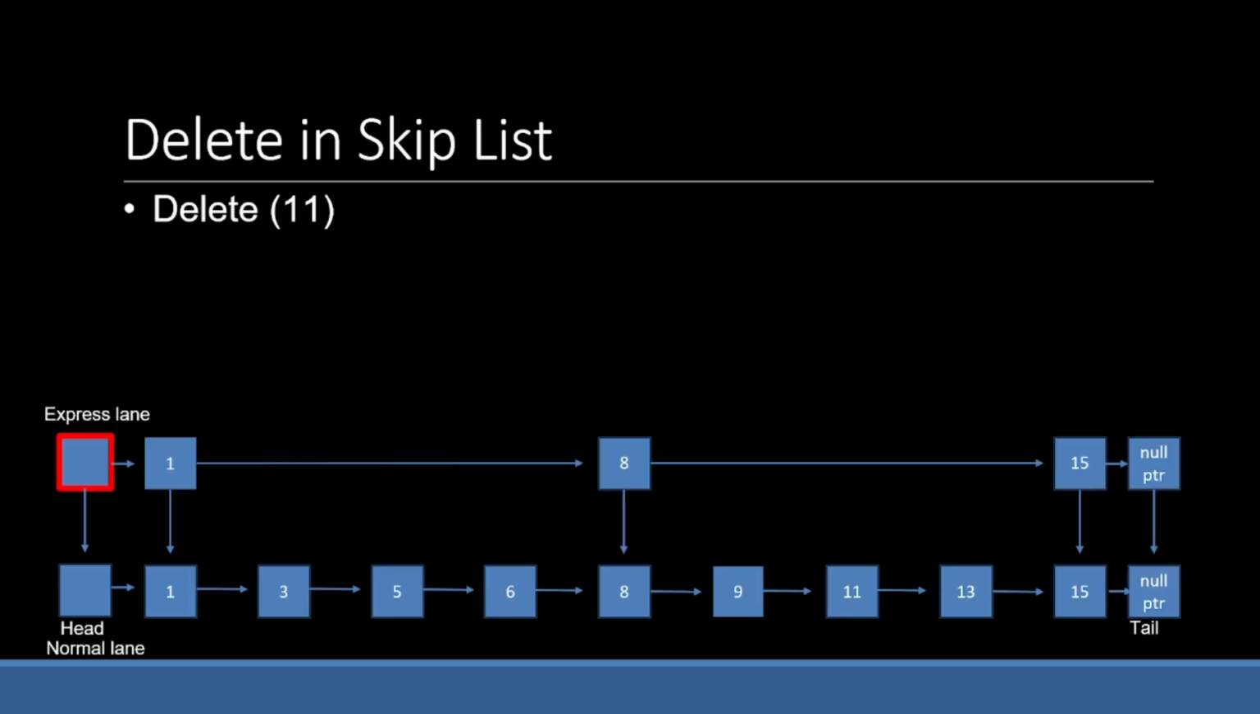Let's do a step-by-step visualization of how it works. First, we find the target node 11, which is over here. When we find it, we delete it. If the target element occupies more than one layer, it deletes both of them. The pointer then points to the next node. That is how the deletion operation works, and similar to search and insertion, it has an average complexity of O(log n).